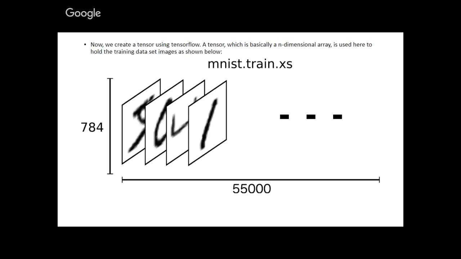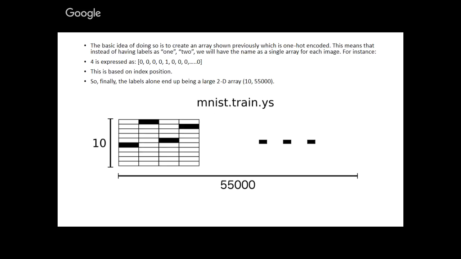And now we have the flattened data. We create a tensor. A tensor is an n-dimensional array, and we know the flattened data is of size 784, and we have 55,000 training images. So the total size of the tensor will be 784 by 55,000, a set of ten digits.